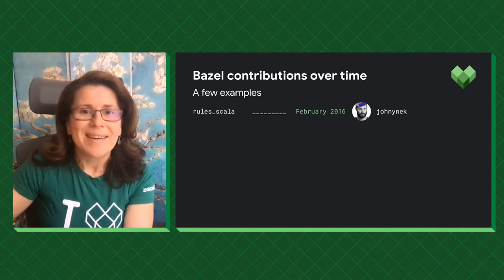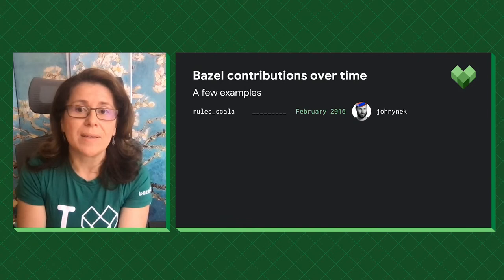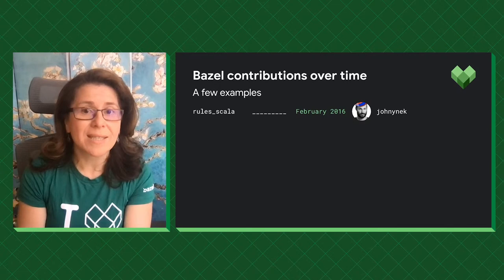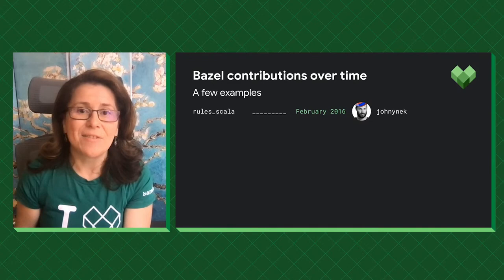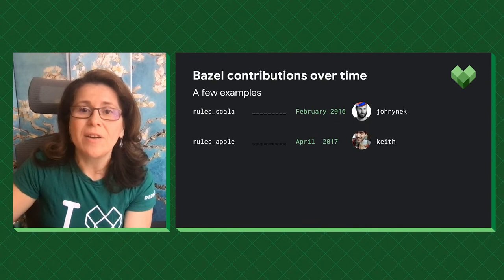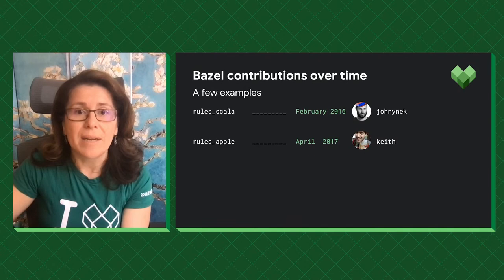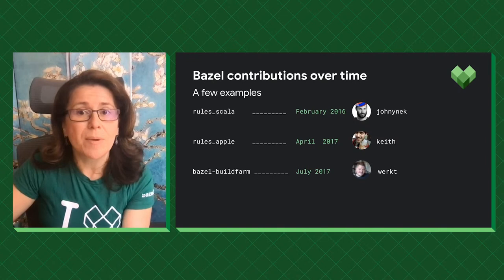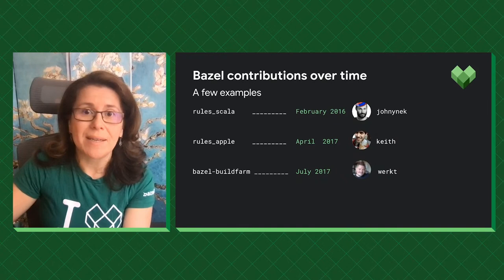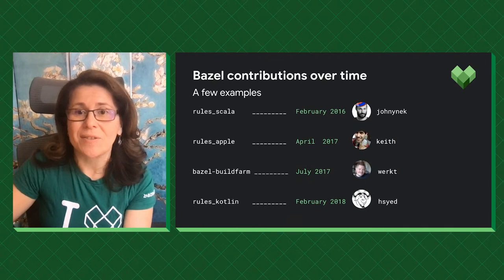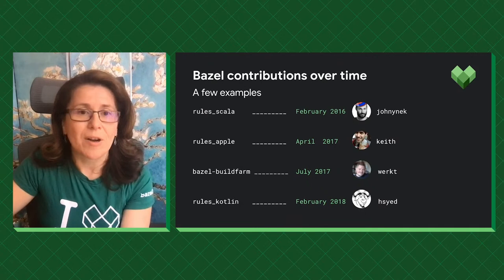Many of these contributions actually came from Bazel's early adopters, companies like SpaceX, Wix, Stripe, and Uber. For example, Rules Scala, an initial collaboration between Stripe and Wix, happened in February 2016. Keith has been a prominent contributor of Rules Apple, with as many as 60 contributors involved now, many of them external to Google. Some projects like Build Farm and Build Barn have been primarily created by external contributors and are now used by many companies at enterprise scale. And Rules Kotlin, a project which was created in February 2018, is one of the most popular projects with contributors.